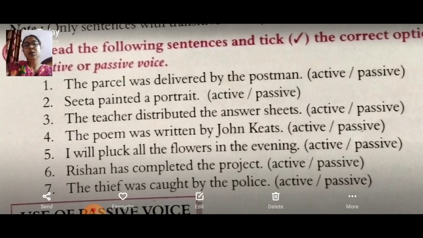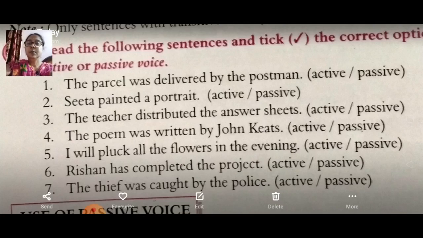As I told you in our previous video on how to recognize active and passive voice, first of all, we should know that in active voice, the subject is always the doer of an action. And in passive voice, the action and the doer are changed. The object becomes the subject and the subject becomes the object in the passive voice.